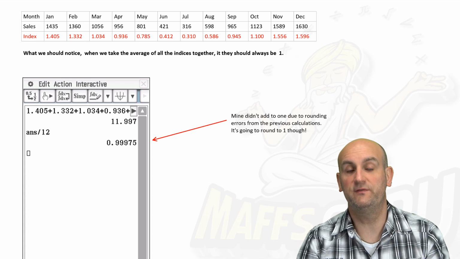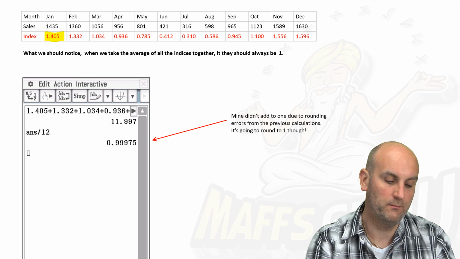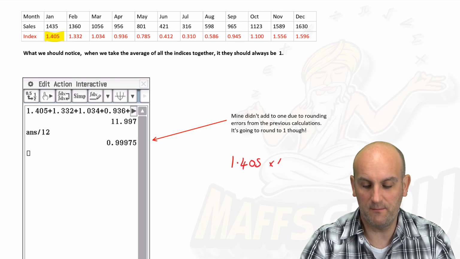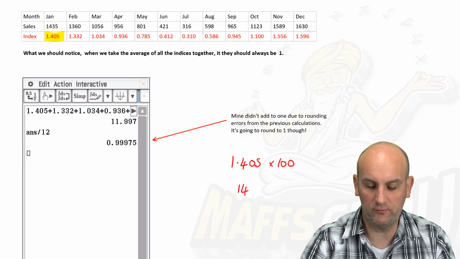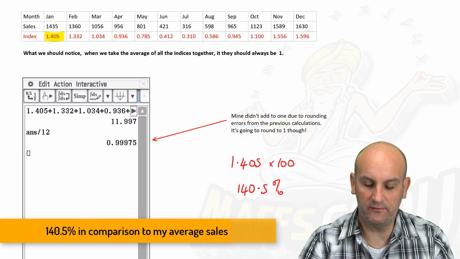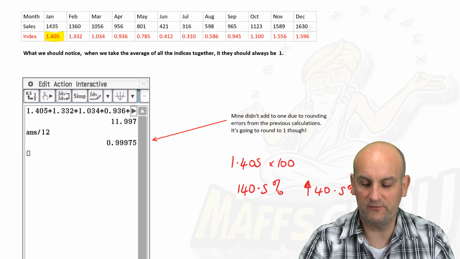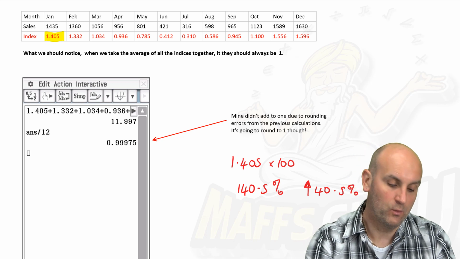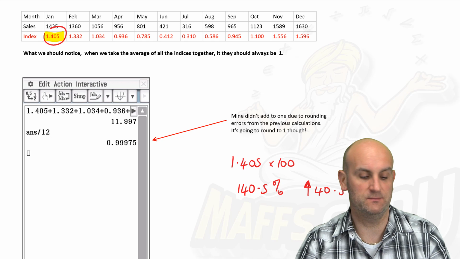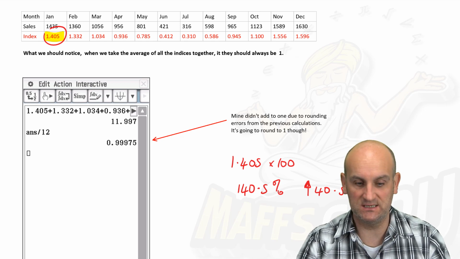Again, just think of these as multipliers. So if I now look at this value here, 1.405, if I multiply that by 100, I get 140.5%. So that means there has been an increase of 40.5%. So on average, we sell 40.5% more ice creams in January than we do in our average month. That's what a seasonal index means.